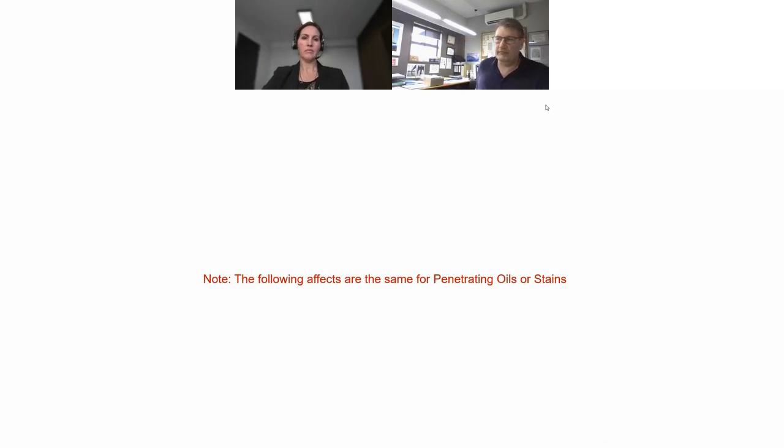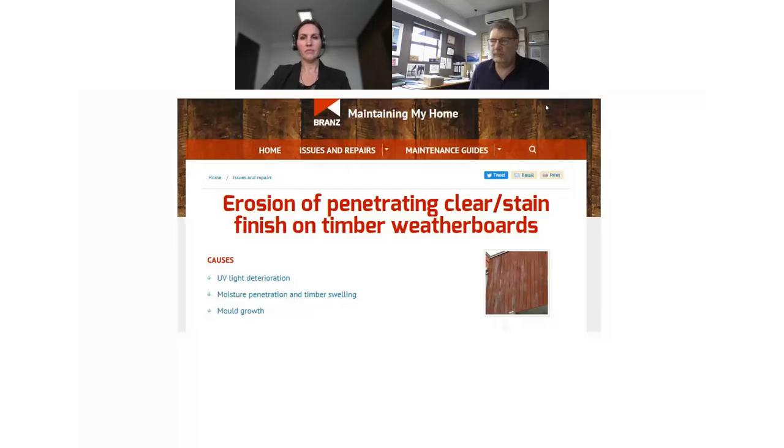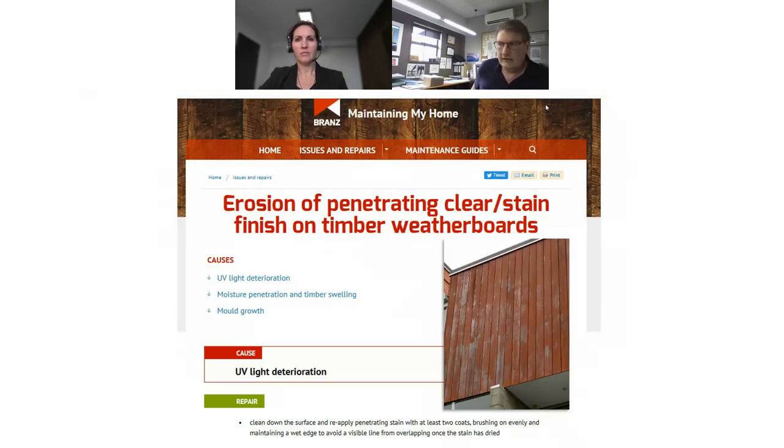And this is an example from brands on the erosion or penetrating stains. And basically, again, we do it so that they don't flake or peel, so that the preparation is a lot easier.